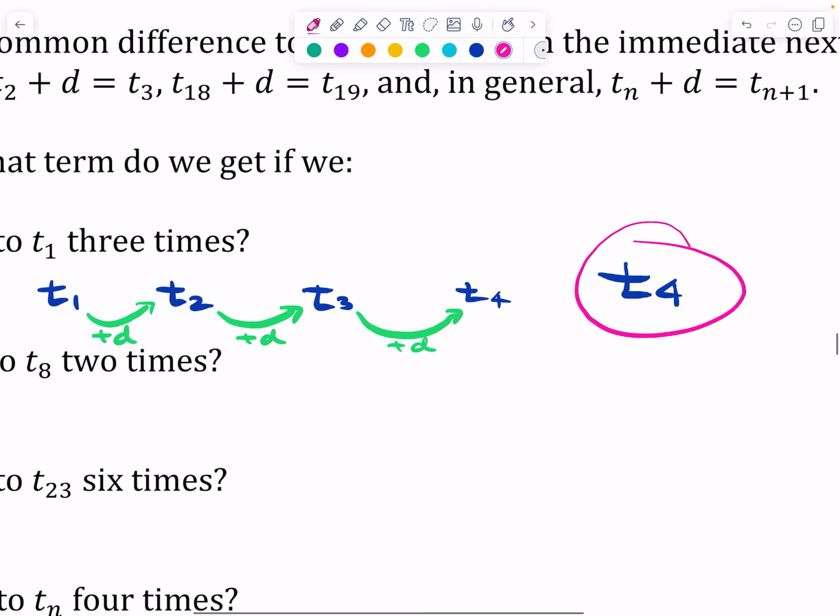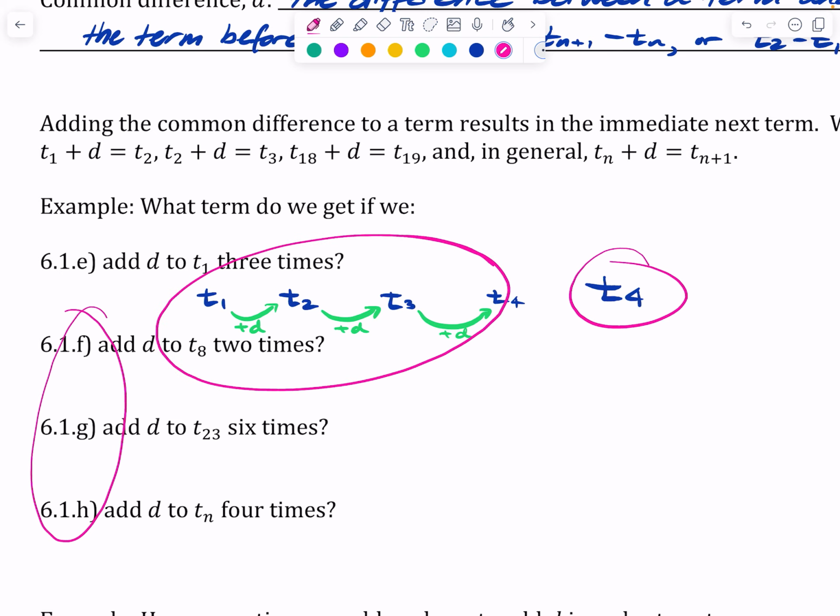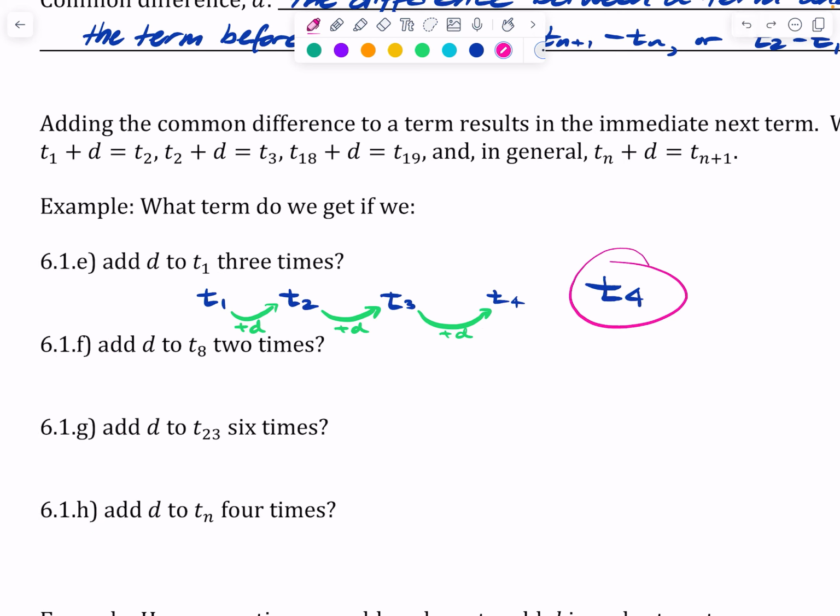Take a moment, see if you can get the answer for examples F, G, and H. You can do it this way. I would say do it that way for example F. Then take a look at what happened in examples E and F. See if you can detect a pattern and how that affects the answers for G and H. Take a solid minute to try those out, pausing the video and then resuming once you've given them a fair chance.